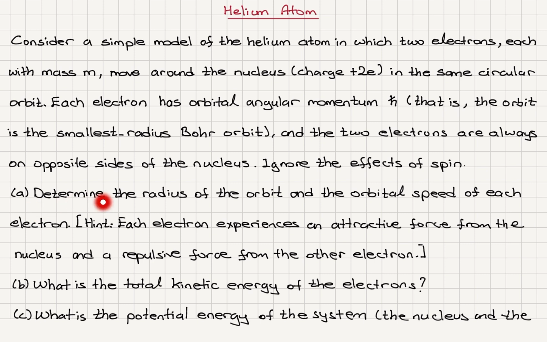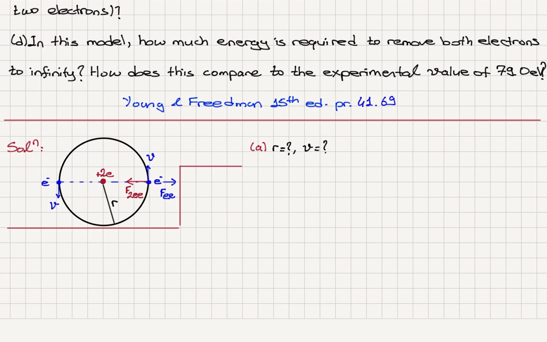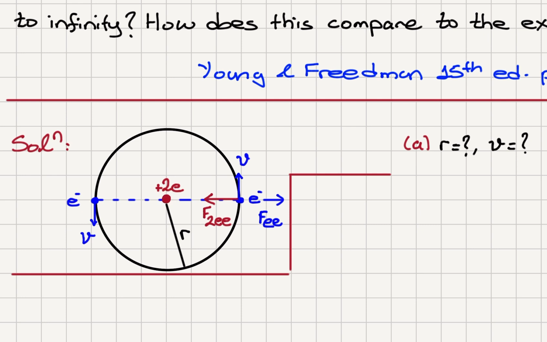Ignore the effects of spin. Part A, determine the radius of the orbit and the orbital speed of each electron. Hint, each electron experiences an attractive force from the nucleus and a repulsive force from the other electron. So if you look at the situation, the nucleus has charge plus 2e, with two electrons on opposite sides of the nucleus. They are traveling in the same direction in the same orbit. So each electron feels a centripetal force due to its interaction with the nuclear charge and also a repulsive force due to the other electron on the other side of the orbit.